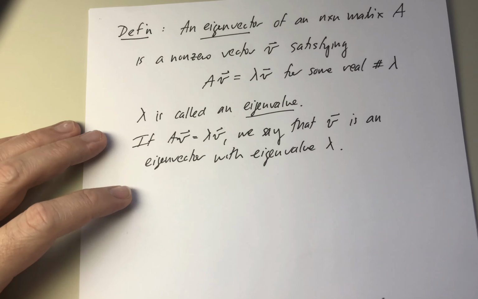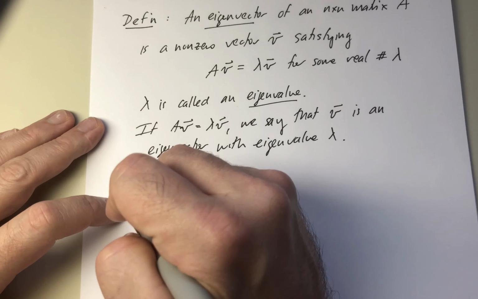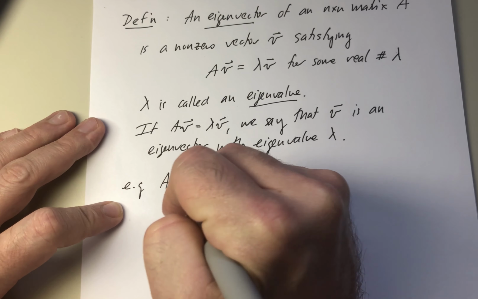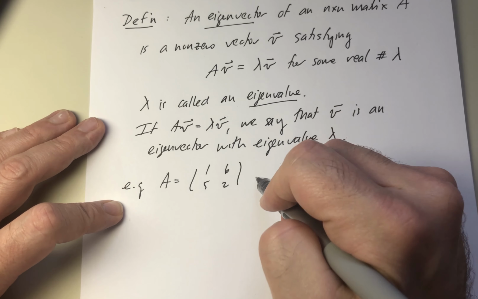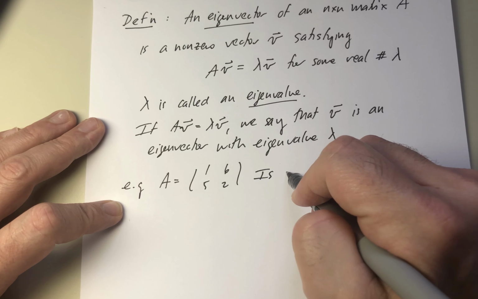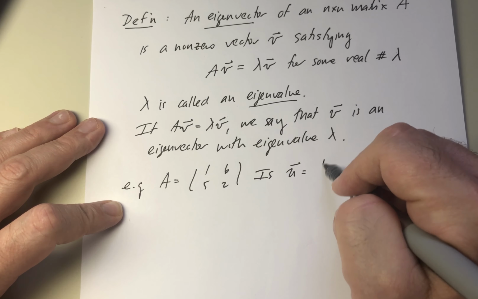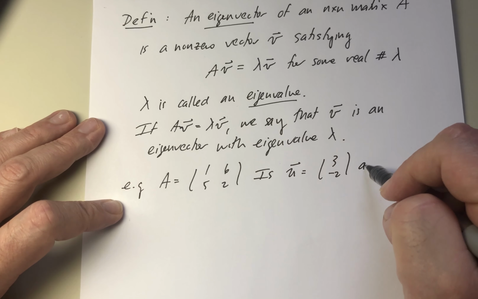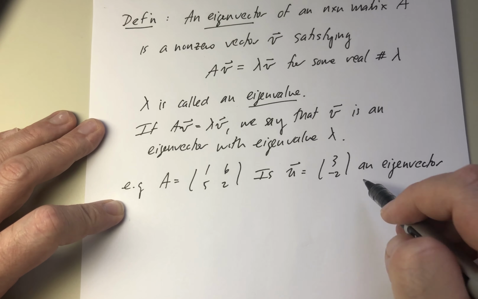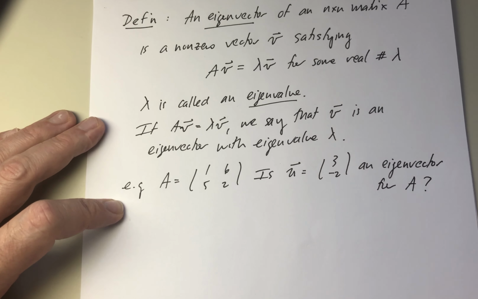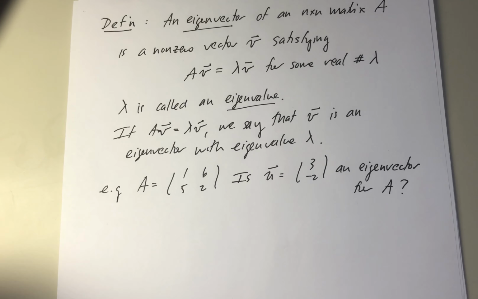And again, maybe just one more example. We've already seen one, but just one more time. For example, if A is [[1, 5], [6, 2]], and I ask, is u equal to (3, -2) an eigenvector for A? I just want to point out that this is an easy thing to ask.